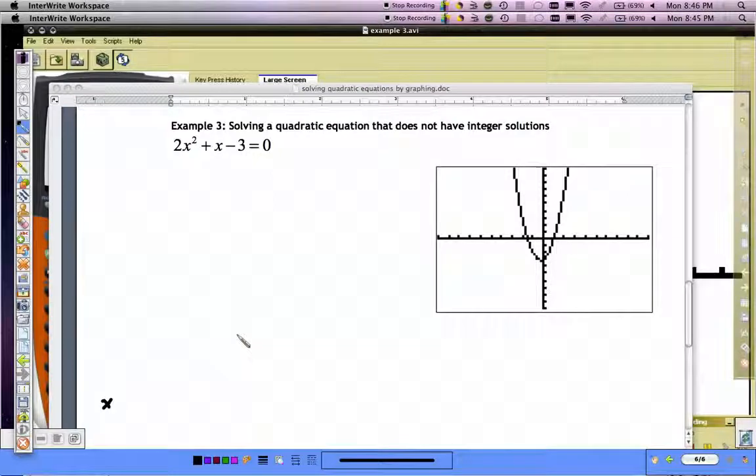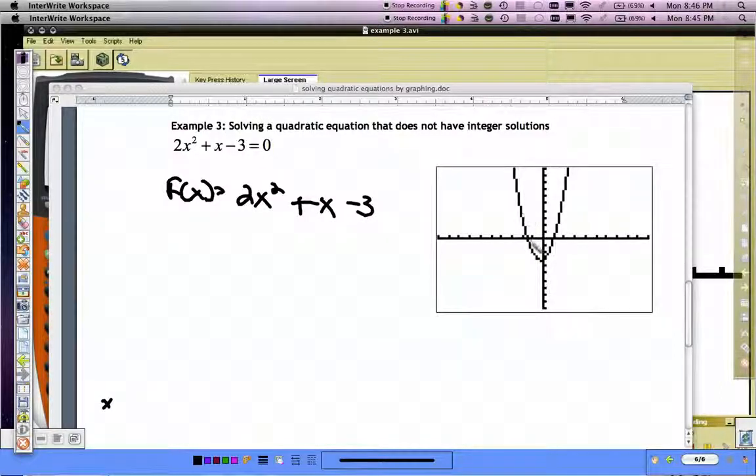Okay, so this third example of solving a quadratic by graphing, again, this one in particular would probably be pretty easy to solve by factoring, but to solve by graphing, I wanted to show you a way you can use your calculator. So again, we want to graph the function f of x equals 2x squared plus x minus 3, and we want to see when the output gets down to 0.